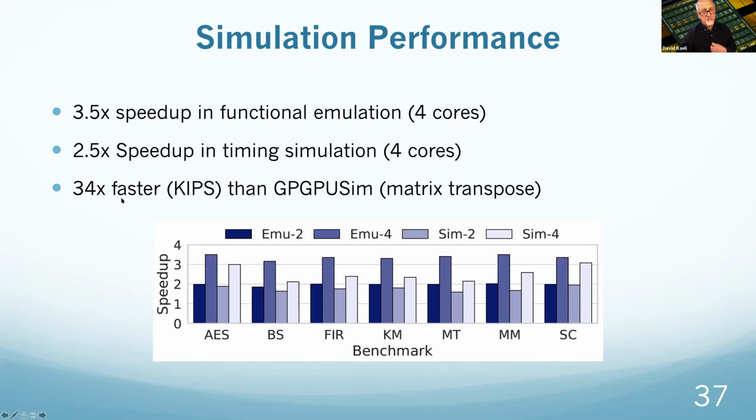We're also 34 times faster than GPGPU-Sim. And we're using matrix transpose there as a benchmark for comparing the two. They're modeling a different GPU, we're modeling a different GPU, but for a single GPU simulation, 34 times faster, that's pretty nice.